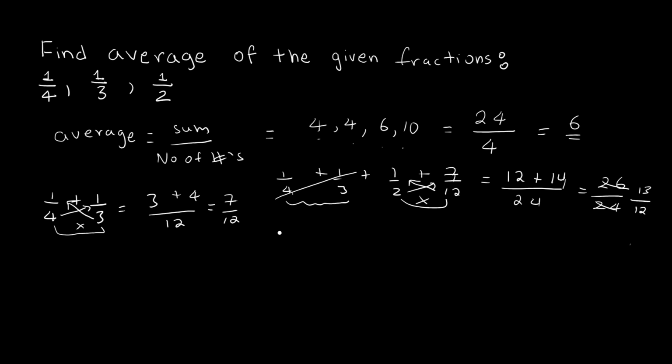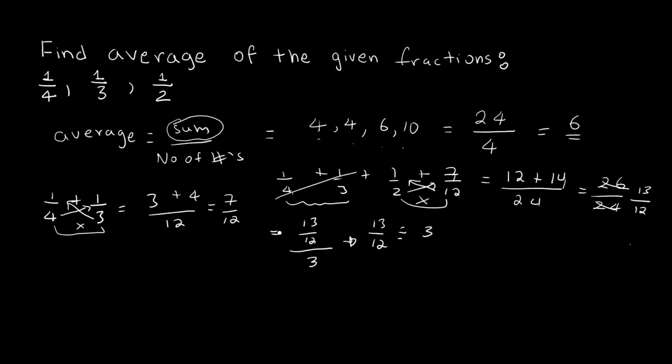Alright, so we have 13 over 12, but we are not finished, because we have only found the sum. We have added the fractions. Now we need to divide 13 over 12 by 3. We're given 3 fractions, 3 values to be added, so it is 13 over 12 divided by 3. How do we solve this? Well, this is the same as 13 over 12 divided by 3.